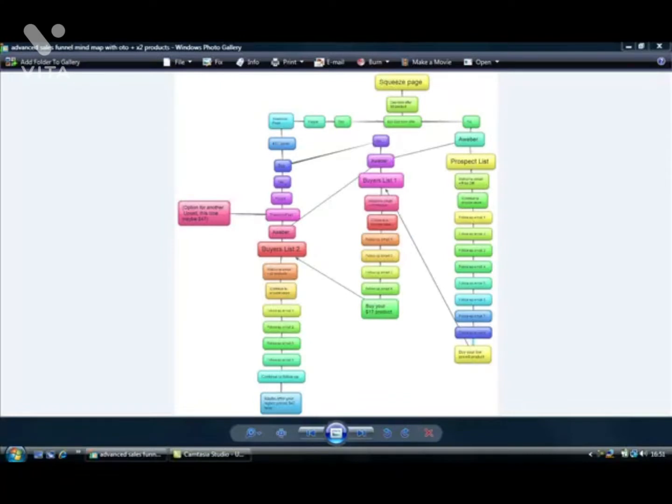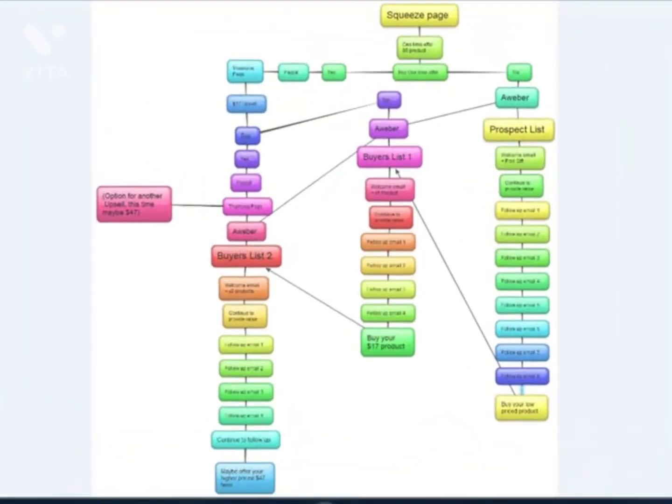In this video we're going to discuss the advanced sales funnel with a one-time offer and 2 products. As you can see, the mind map in front of you seems a lot more complex than any of the other mind maps that I've shown you so far. This particular sales funnel has a one-time offer, has 2 products that you sell, and it also has an upsell. And I'm going to walk you through exactly how this entire sales funnel and sales process works.